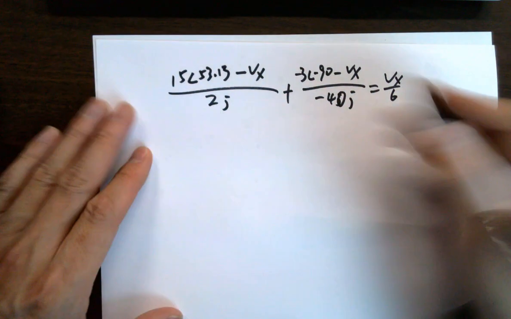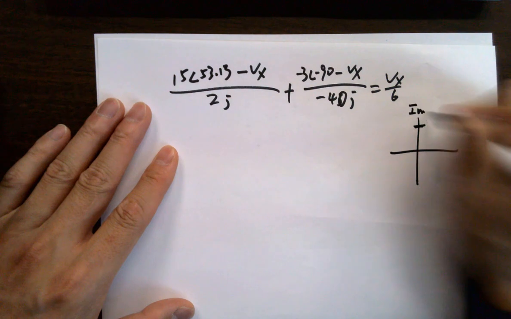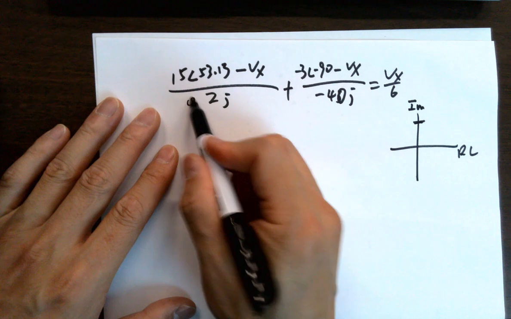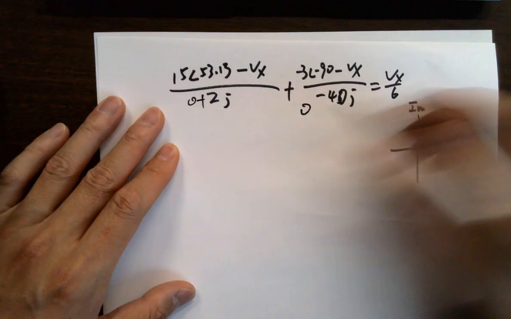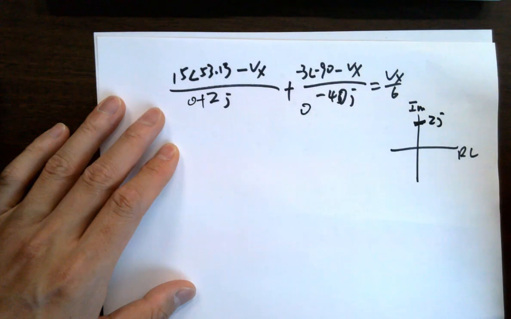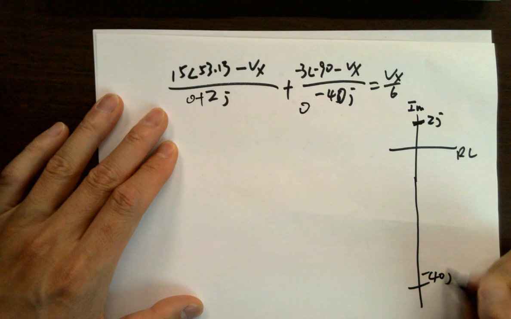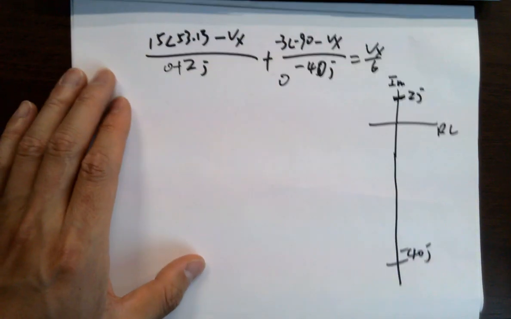So what is 2j? J is here, right? That's the imaginary, that's the real domain. So j, because there's no real part, is 0 plus 2j, and this is 0 minus 40j. So basically 2j is over here. This is minus 40j, okay? Right? Okay.